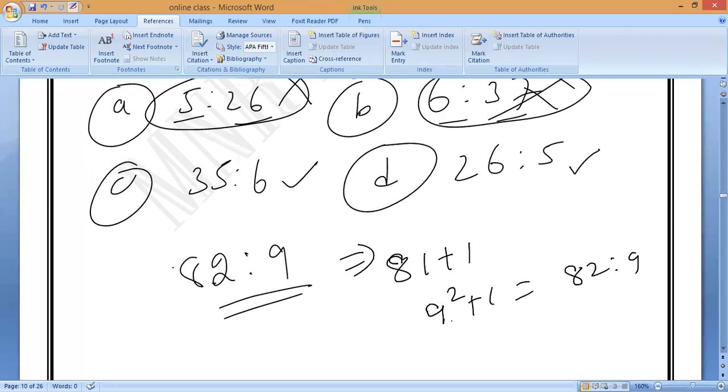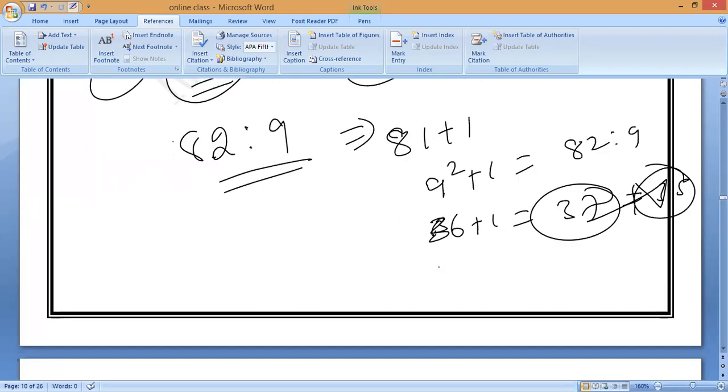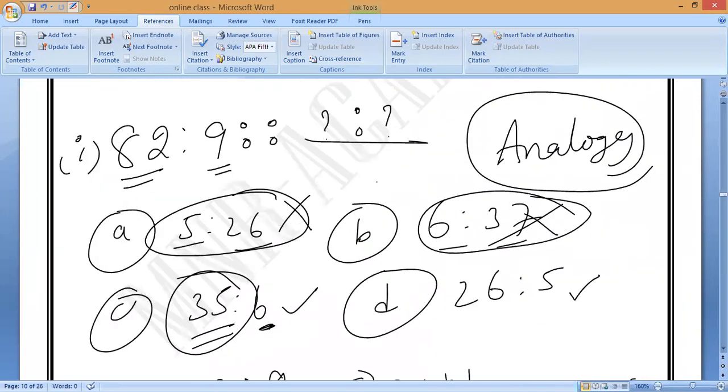Same way you please tell me. 26, here you see 35. There is no problem. 36 you say, suppose 6 square you can take. 6 square is how much? 36. 36 minus 1, it is not equal to 35. So this is wrong. But if you take 5, 5 square how much? 5 square plus 1, 25 plus 1, which is equal to 26. So what is the answer? 26:5, sir. Answer is 26:5.